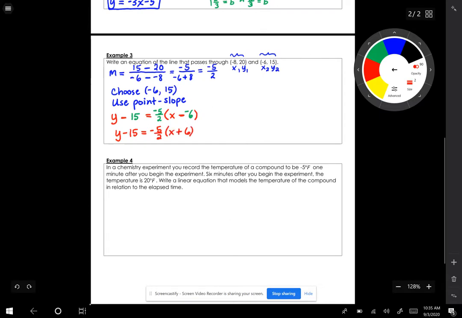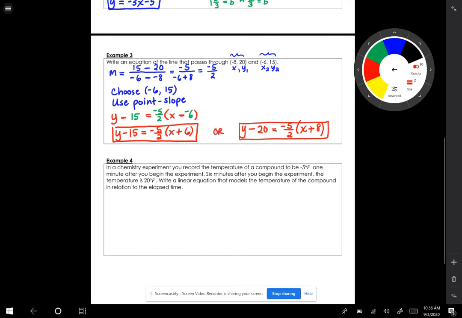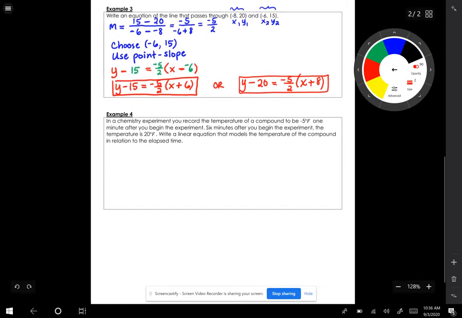But don't do any more additional work by solving for y equals mx plus b, because it's not asking you to. So we just leave it like that. If you had chosen the other point, this is what you would have gotten. Y minus 20 equals -5 halves times x plus 8. They're the same answer. If you work them out and put it in slope-intercept form, you're going to get the same answer. So you don't have to do additional work when it says write an equation. It doesn't say write both equations.